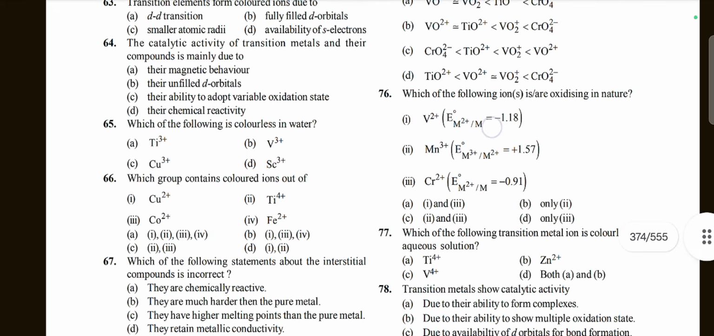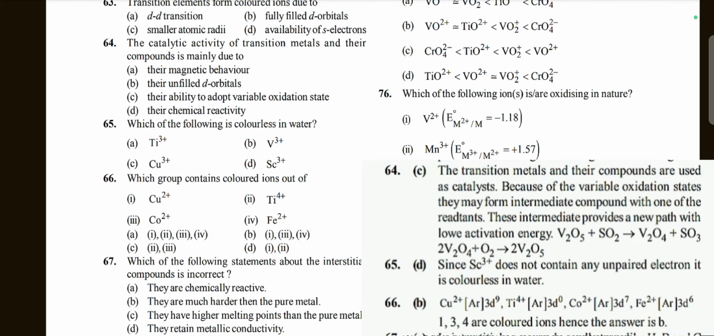The catalytic activity of transition metals and their compounds is mainly due to their ability to adopt variable oxidation states. Option C. Which one of the following is colorless in water? So option D, Sc3+, does not contain any unpaired electrons, so it is colorless.